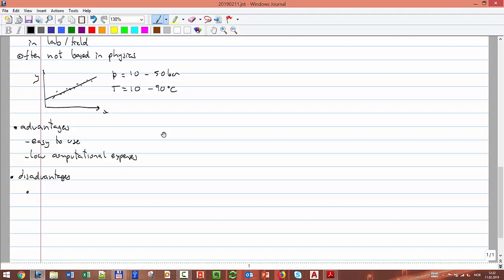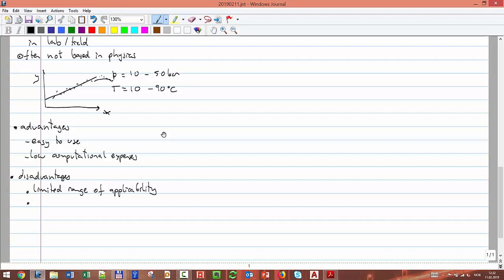It might be that if you increase the range, you now have a non-linear behavior. Simply, it changes trend. So it's a limited range of applicability.